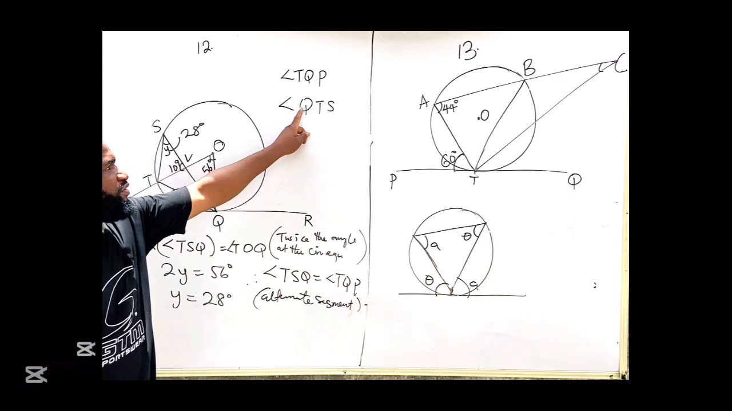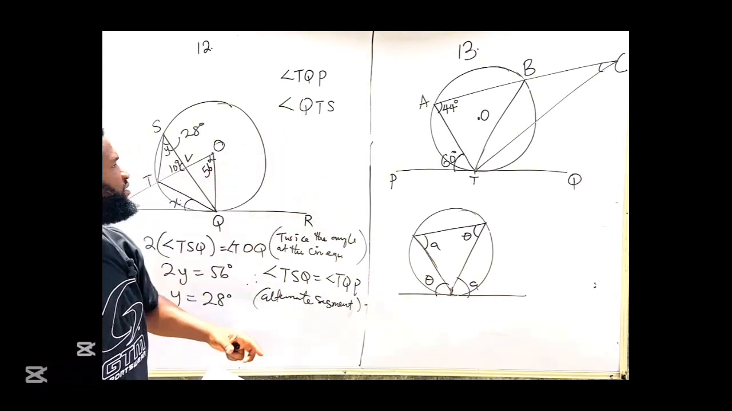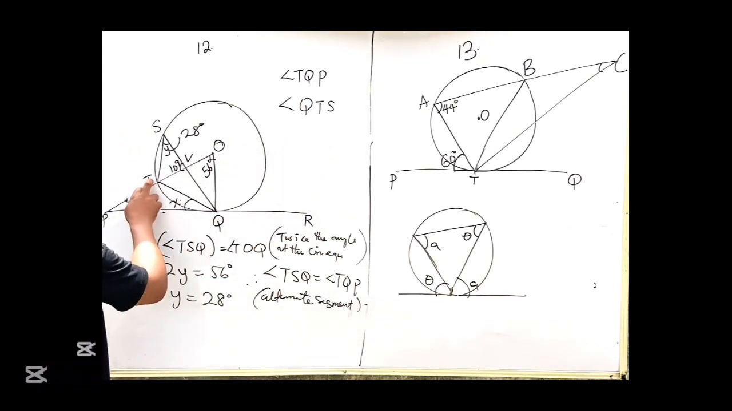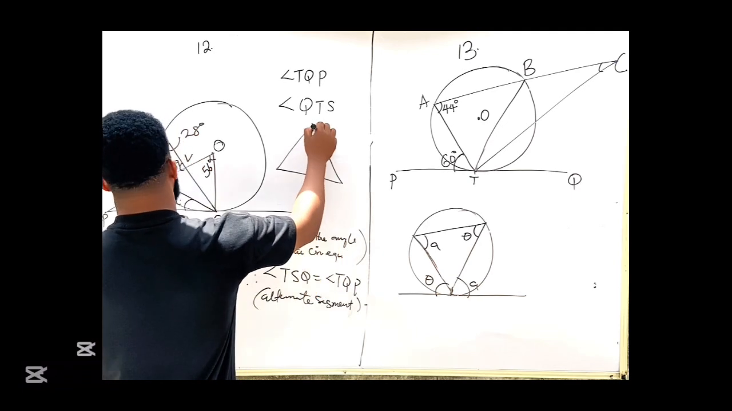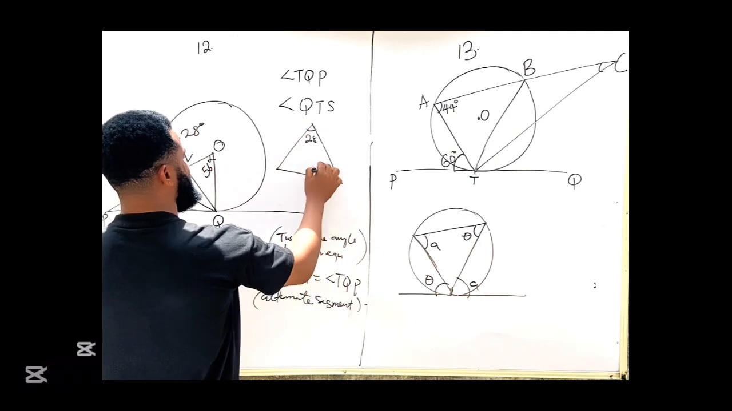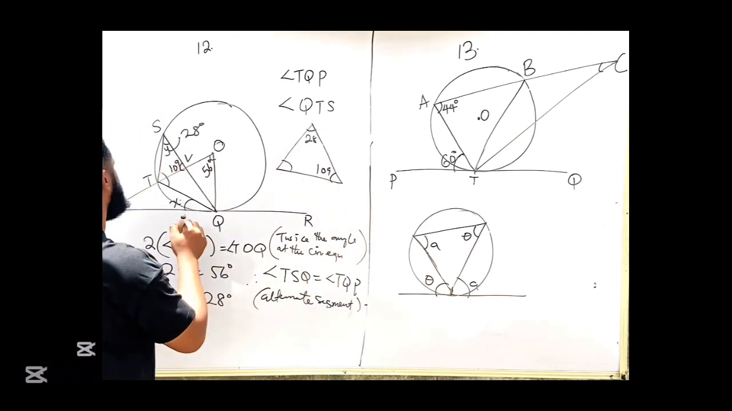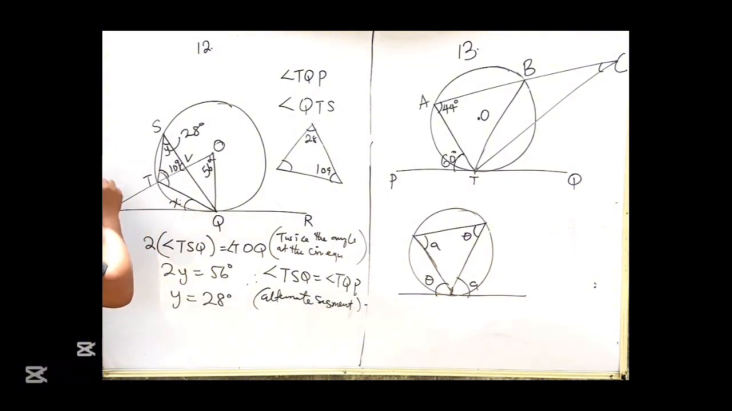Simple. I'm looking for QTS. I'm looking for the whole of this angle. Now I can do this. I have this particular triangle, in which this place is already 28 and this is 109. I don't know here, and that is from here to here. Then I can also find this place. If I find this, I add them, I'll get my answer.